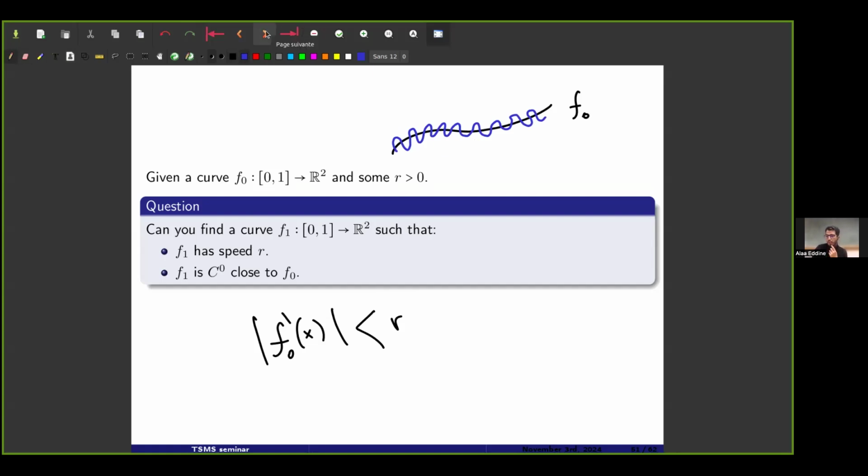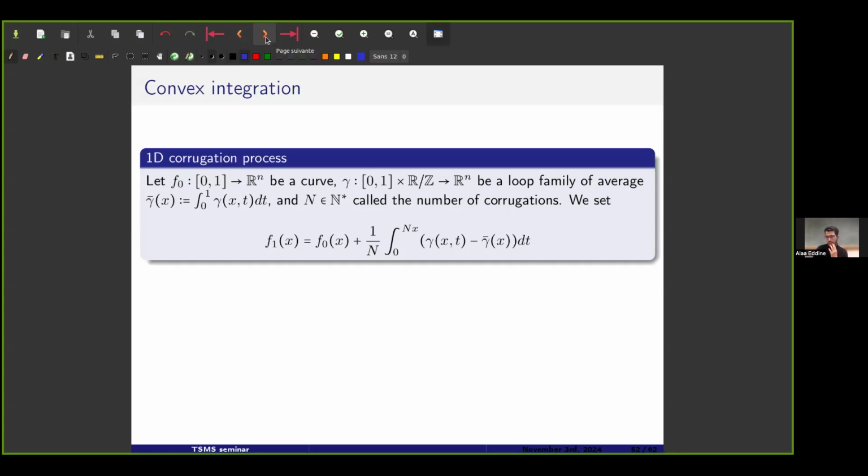So how are we going to do this? Maybe I will not talk about this exactly, but at least how can we find a curve such that its speed is C0 close to r, as close as we want to r, and it is C0 close to f0. For this, we will use convex integration. Convex integration is a method invented by Gromov to solve problems of this kind.